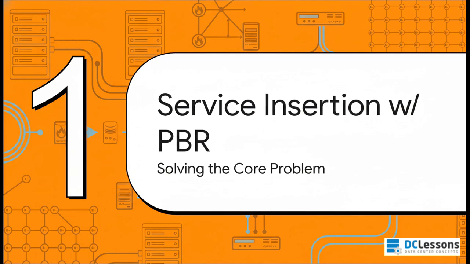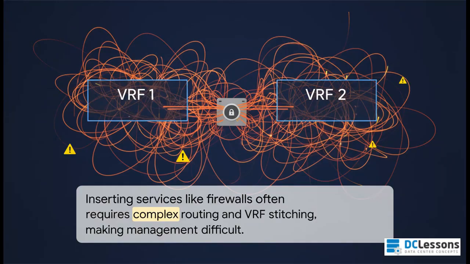To really get why ACI Service Graph with PBR is such a big deal, we've got to first talk about the old way of doing things and the headaches that come with inserting services into a modern data center. It's a problem I'm sure many of you have run into. You know the drill. Traditionally, trying to force traffic through a firewall or a load balancer is a huge pain. It usually means messing around with multiple VRFs and then trying to stitch them together with some really complex route leaking. Honestly, it's clunky to set up, a nightmare to manage, and when something breaks, good luck troubleshooting it.